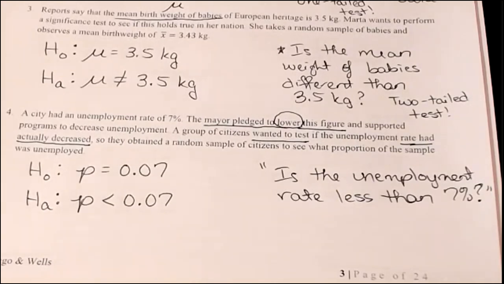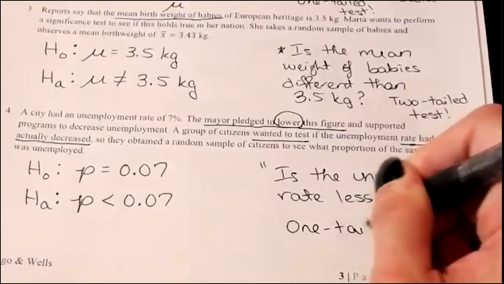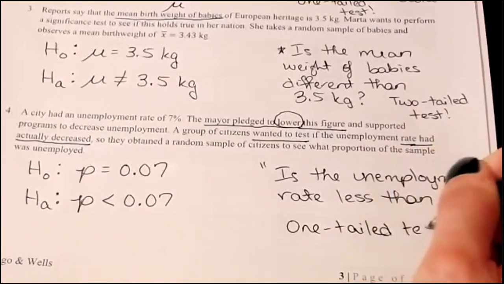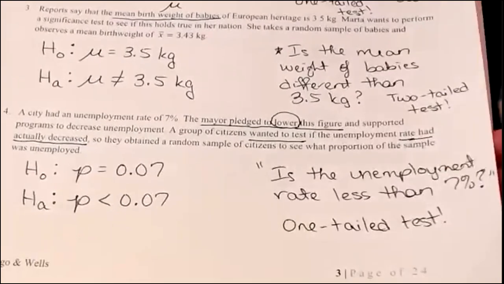Good. Because we have the proportion being less than 0.07, this is a one-tailed test. Good. Let's try a couple more. Go ahead and turn the page. You have numbers 5 and 6. I will read them both aloud and give you an opportunity to try these.